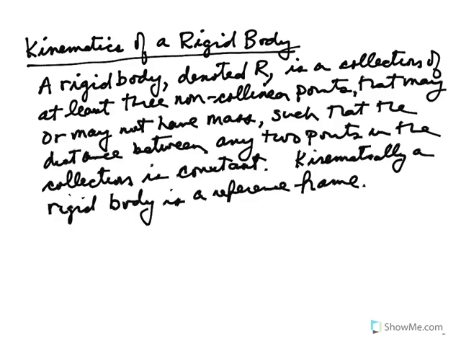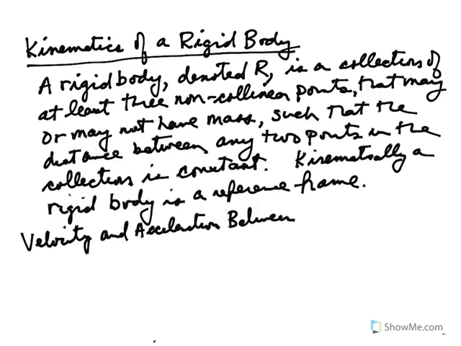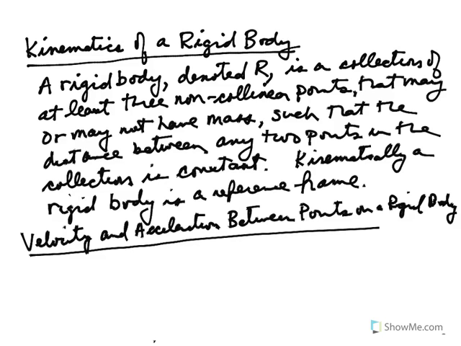Now, the key thing that we are interested in with rigid bodies is how points move relative to one another in a rigid body. So the first thing that we are going to do is describe the velocity and acceleration between points on a rigid body. Now this description of velocity and acceleration between points on a rigid body is done as follows.